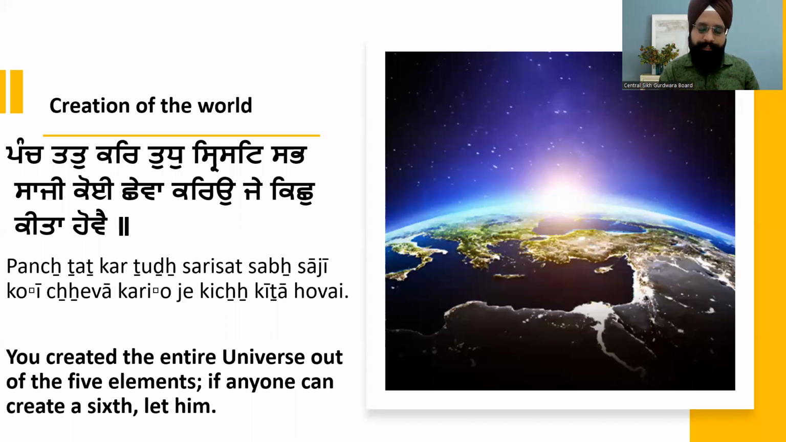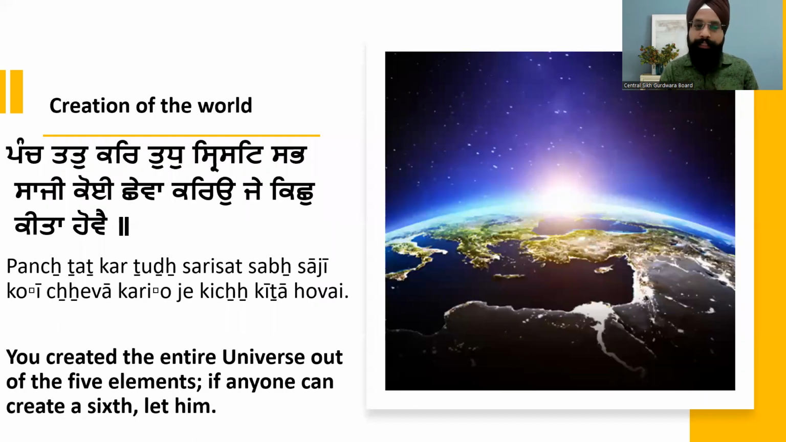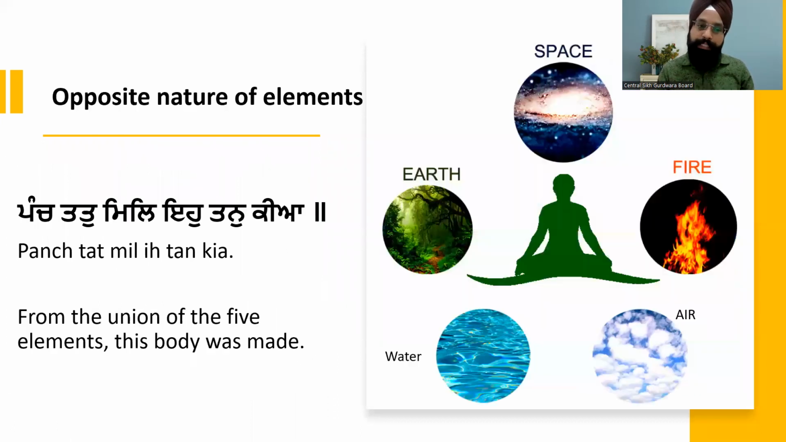Everyone agrees. But then Gurbani says, Panch tat mil eh tan kiya. So in the first part we read that the entire world, this universe, this earth is created by five elements. Then, jo brahmand soi pind. However this world, this universe has been created, in the same way our body has been created.